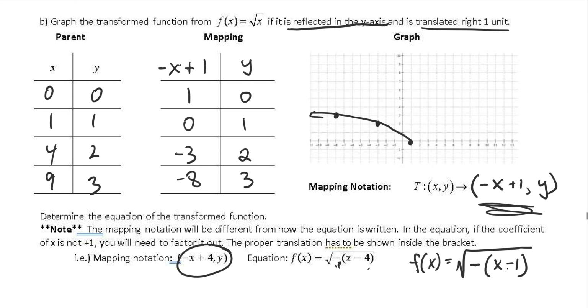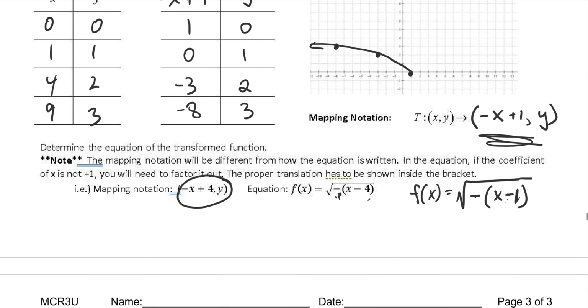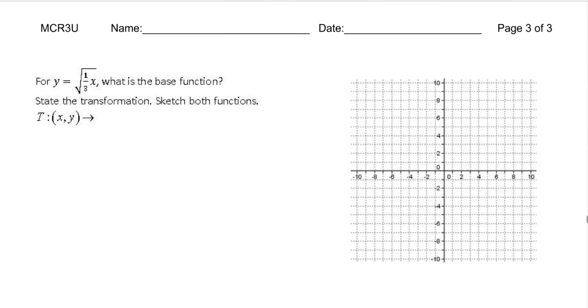But writing the equation this way shows that I have a horizontal translation to the right by 1 unit. Remember, think about those opposite signs: x minus 1 actually means to the right. Okay, and my k is now factored out as a negative 1. Okay, let's look at a couple of examples.